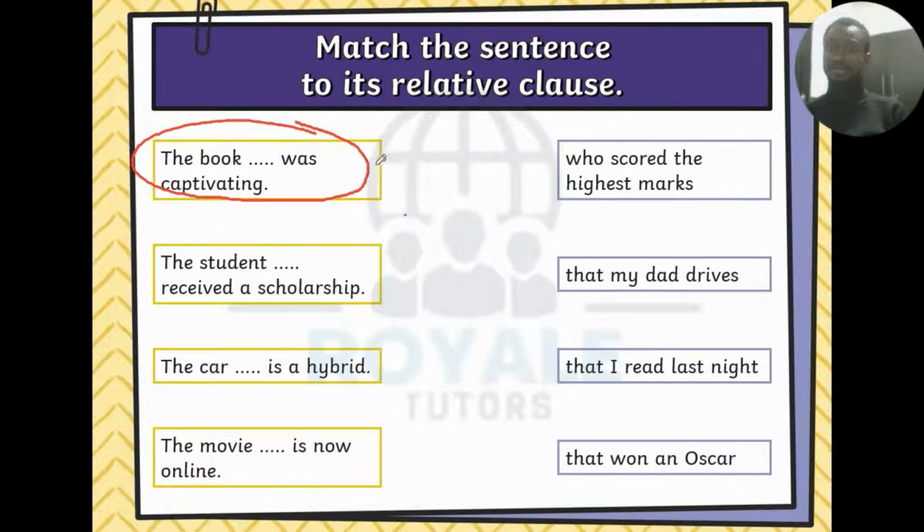Would it be the book who scored the highest marks? The student that my dad drives. I don't know. The car that I read last night is a hybrid. The movie who scored the highest marks? I don't know. You just have to match it. It could be like this. Just do that. Put them down in your notebook and match them.